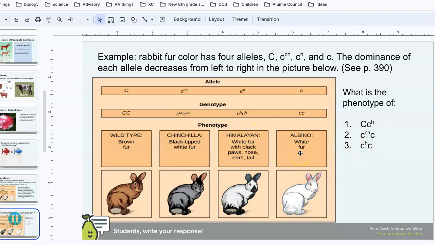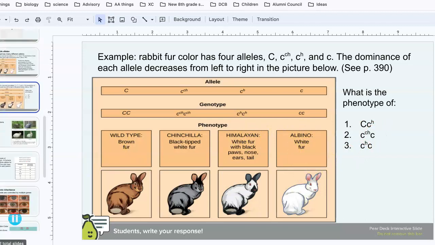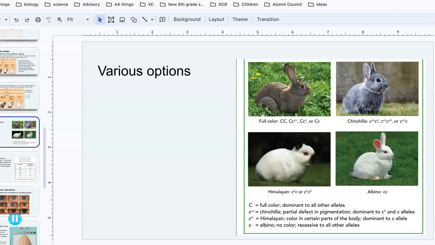So you have to look at the order of what is more dominant to be able to figure this out. Not only do you have to figure out the Punnett square, but you also have to know which one is dominant to which one so that you can get it correctly. So here we have our full color. These are all the combinations.